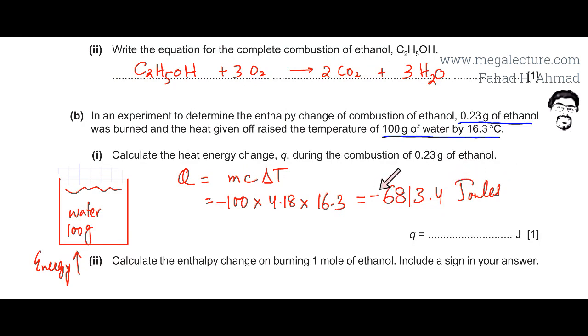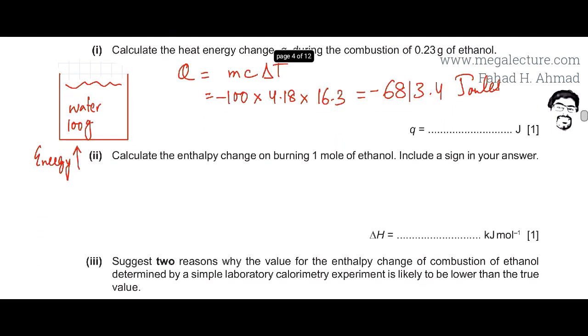And it has to have a negative sign. It's an exothermic reaction. So this is the amount of energy that is being absorbed by water when ethanol is burnt. So moving to the next part, we need to calculate part 2.